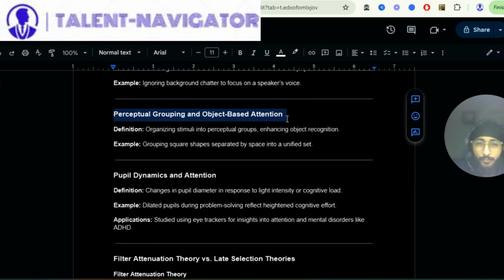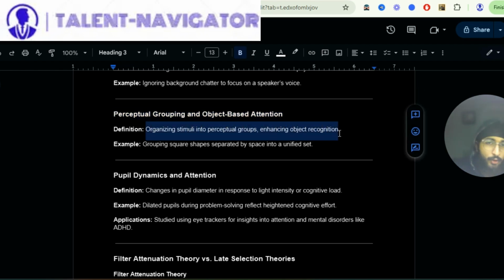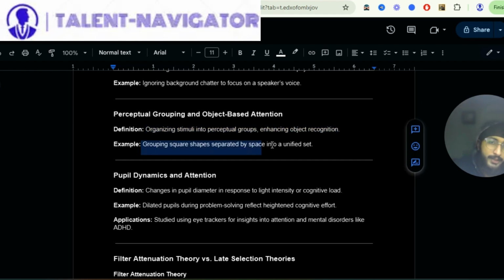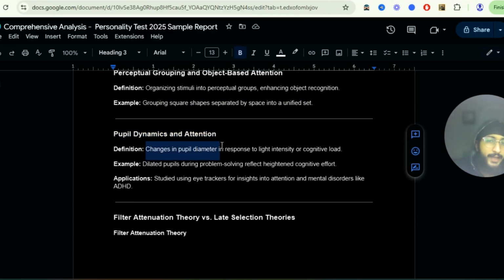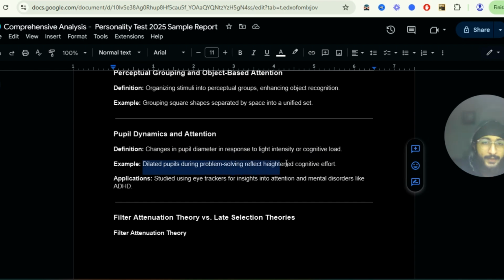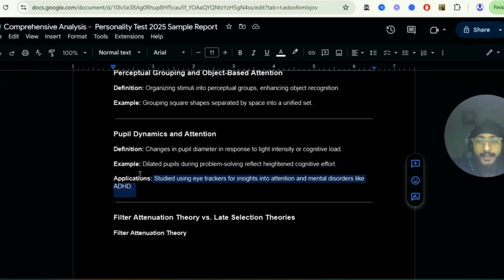Now, perceptual grouping and object-based attention is organizing stimuli into perceptual groups, enhancing object recognition. Examples are like grouping square shapes separated by space into a unified set. Now, pupil dynamics and attention: changes in pupil diameter in response to light intensity or cognitive load. Dilated pupils during problem solving reflect heightened cognitive effort. Applications: studied using eye trackers for insights into attention and mental disorders like ADHD.